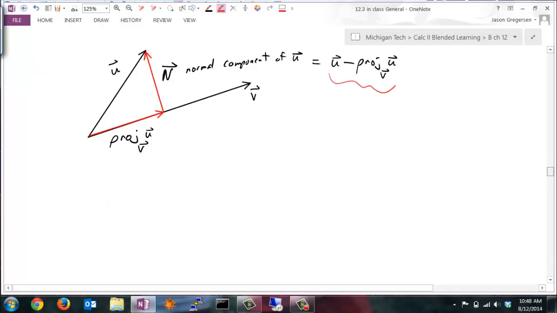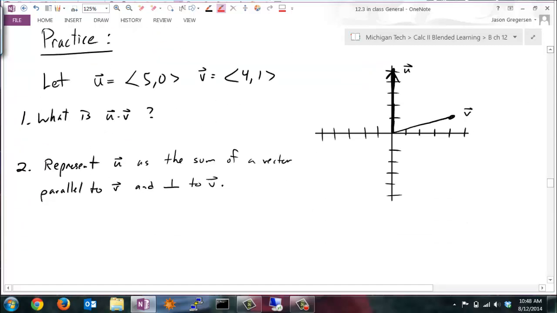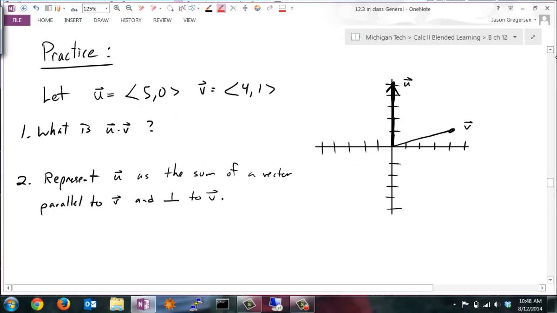All right, let's try this. There's u, there's v. First of all, the first question is what's the dot product? That's something we can calculate. Just take a second to calculate that dot product. What is that dot product?